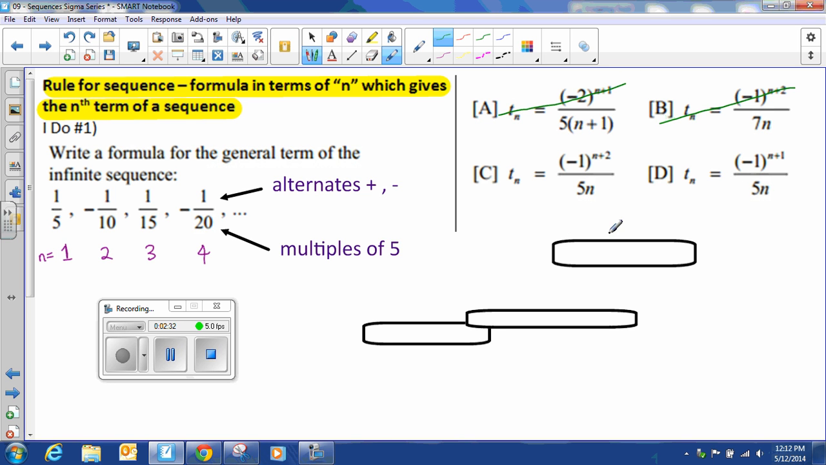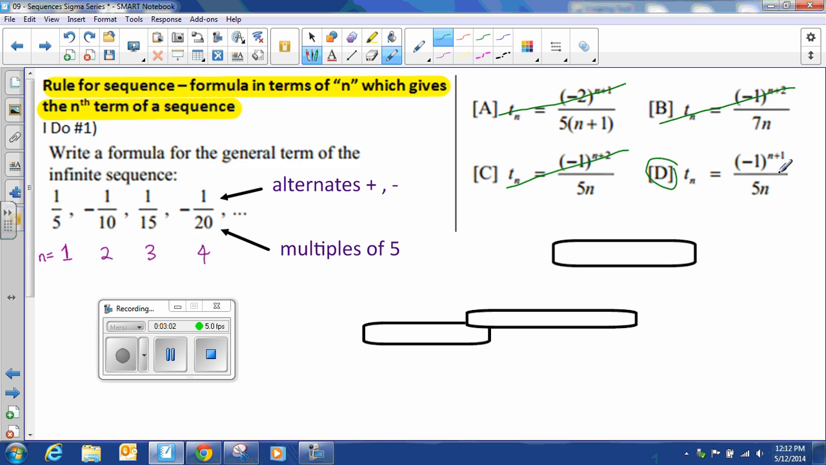So we plug in 1 and we get 5. We plug in 2, we get 10, 3, 15, 4, 20. So the denominators are both good. Now the numerators have to work out so that the signs alternate positive and negative. If we plug in 1, here we have n plus 2, so that's 3, and negative 1 to the third power gives me negative 1. As you can see, it's positive, so it can't be that either. The answer must be D.